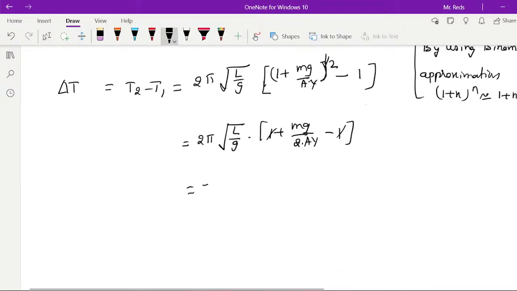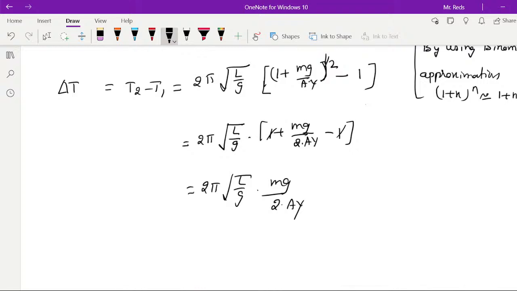So it is nothing but 2π√(L/g) into mg by 2 into A. Here, what about A and Y in the options? If you observe here, it is mentioned that the wire has a diameter. Diameter is also given. That means area I can find out in terms of radius.